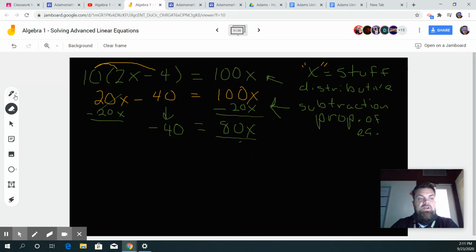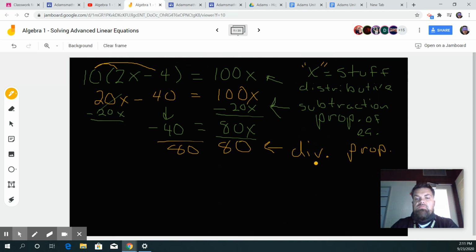I remember whatever I do on one side of the equal sign, I have to do on the other. So I'm going to divide this by 80, and then I'm going to divide this by 80. Now that is the division property of equality. Okay. The 80s cancel. 80 divided by 80 is 1. 1 times x is just x.